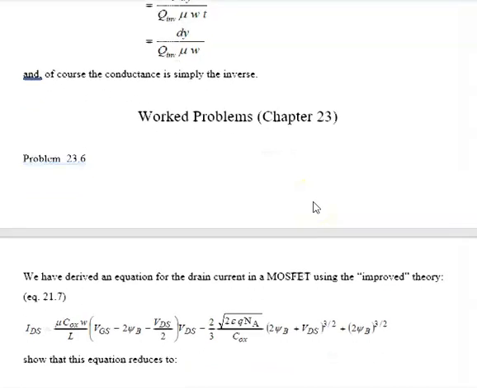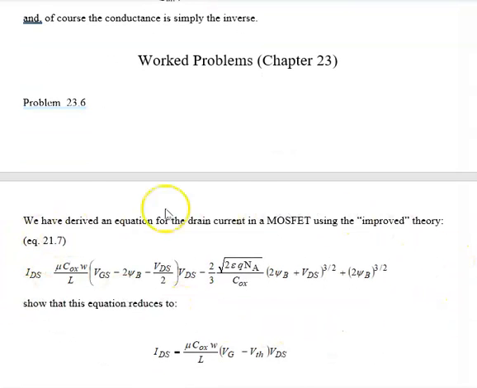Okay, so this is the equation that we derived. This includes the increase in depletion charge along the channel. So as the inversion charge goes down, the depletion charge goes up, and we get an IDS, which is a little bit less than we had in the square law. It's actually the 3/2 power.